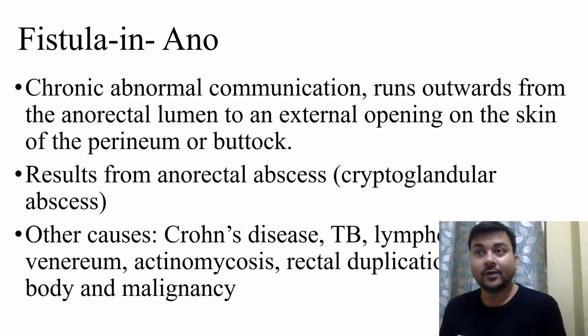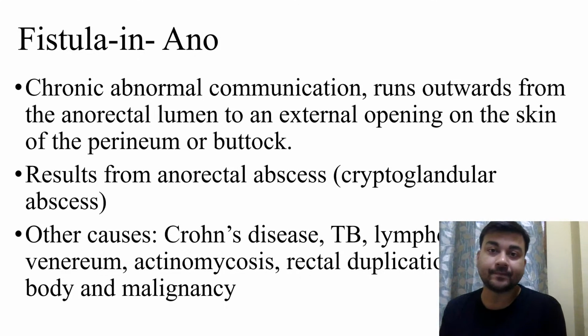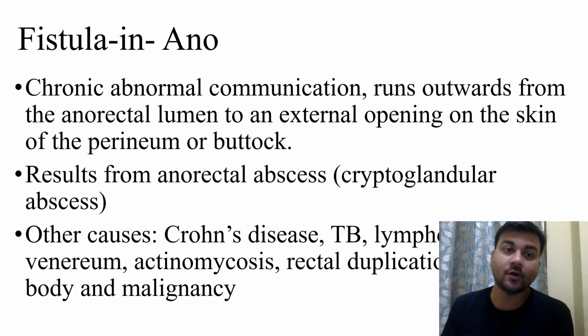See, if you are seeing a patient of fistula in ano, you must suspect these diseases: TB, Crohn's disease, lymphogranuloma venerum, actinomycosis, rectal duplication, foreign body, or malignancy. If you are dealing with a patient of fistula in ano, you should think of these diseases. Most of the time, patients can have these problems along with fistula in ano. Fistula in ano can be just an associated condition of these diseases. Okay.